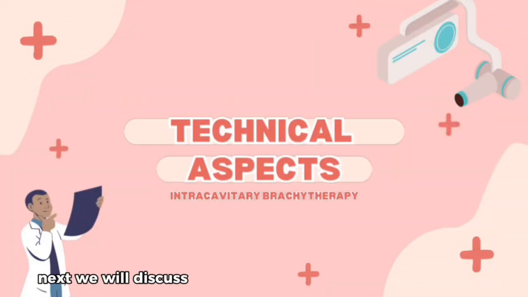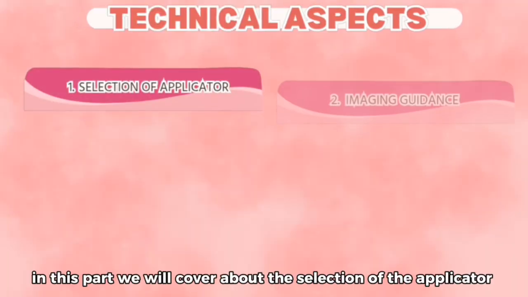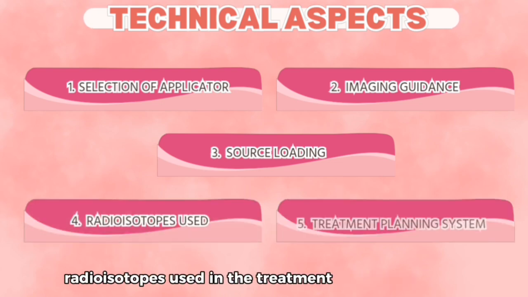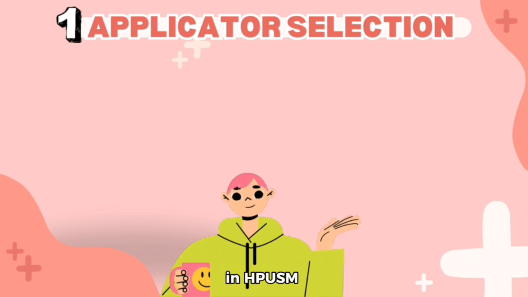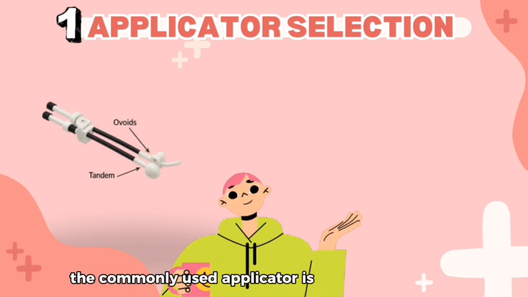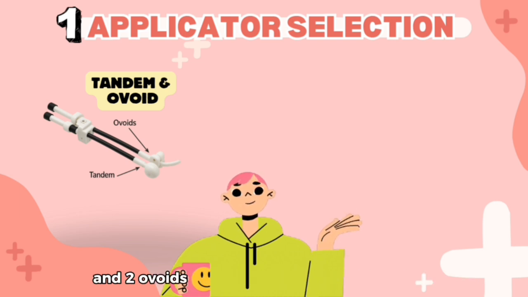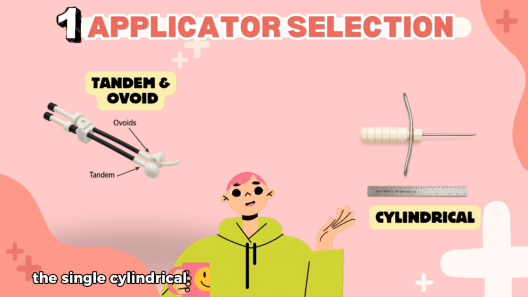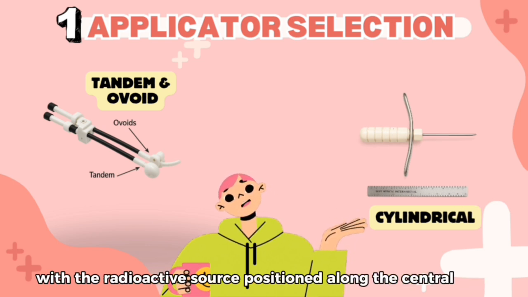Next, we will discuss the technical aspects of intracavitary brachytherapy. In this part, we will cover the selection of the applicator, the imaging guidance, the source loading, and the radioisotopes used in the treatment planning system. In intracavitary brachytherapy in HPUSM, the commonly used applicator is tandem and ovoid, which consists of one tandem that will be placed in the uterus and two ovoids that will be put in the vaginal fornices. Meanwhile, there is a single cylindrical-shaped applicator that is placed in the uterus with a radioactive source positioned along the central axis.